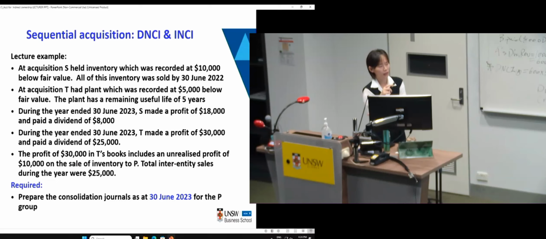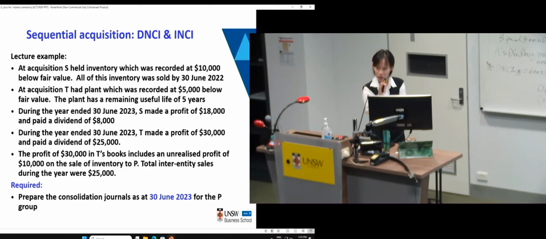Now let's move on to the next point. T had a plant which was recorded 5,000 below fair value. So again, you have to consider the fair value adjustment when conducting the acquisition of Us and T. Now, do we need to prepare an RSA entry for the plant in your worksheet on 30 June 23? Yes or no?